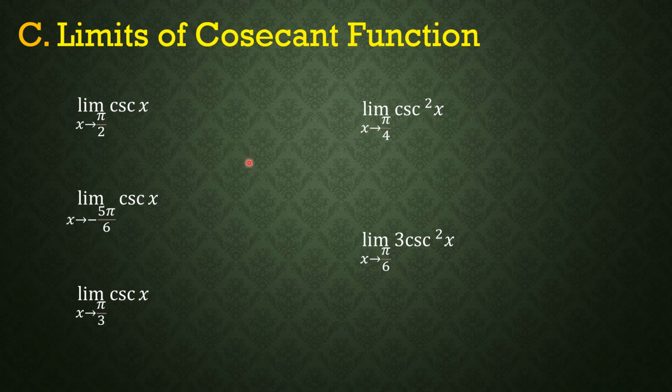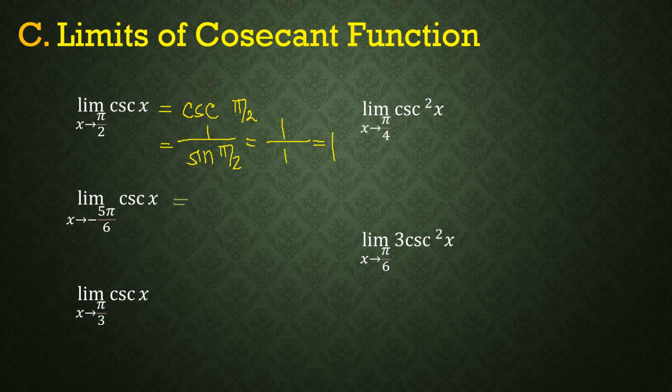So let us have examples. Number 1, we have the limit of cosecant x as x approaches pi over 2, and that will be, by direct substitution, cosecant pi over 2, which is equal to 1 over sine pi over 2. Sine pi over 2 is 1, so 1 divided by 1 is 1.